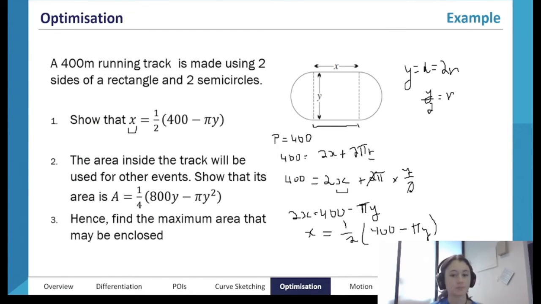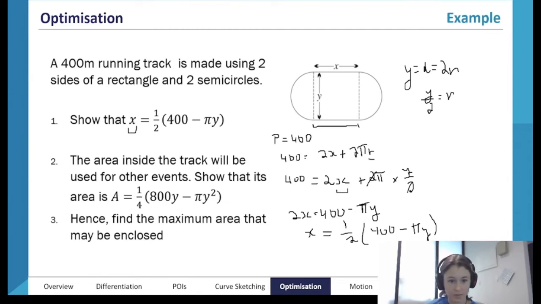Okay, so for the next part of the question, we need to show that the area inside the track will be used for other events and that its area is equal to 1/4 (800y minus pi y squared). So this is a similar thing that we need to do here. So we need to find the area.